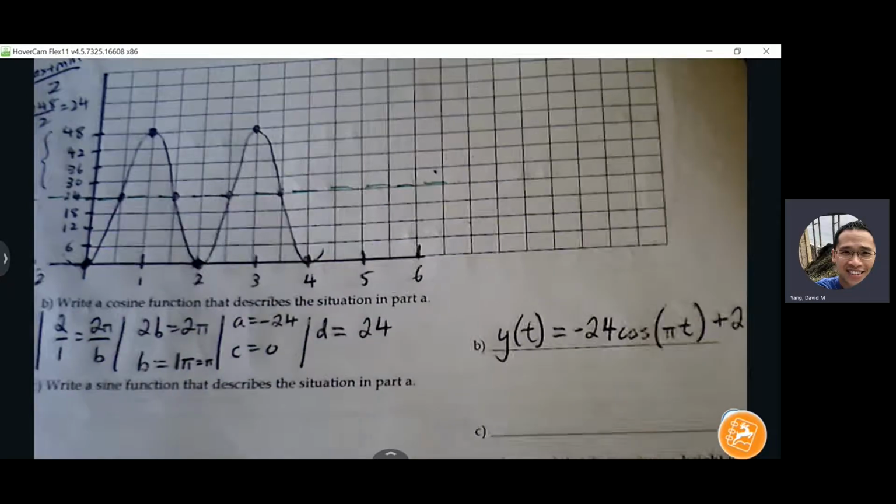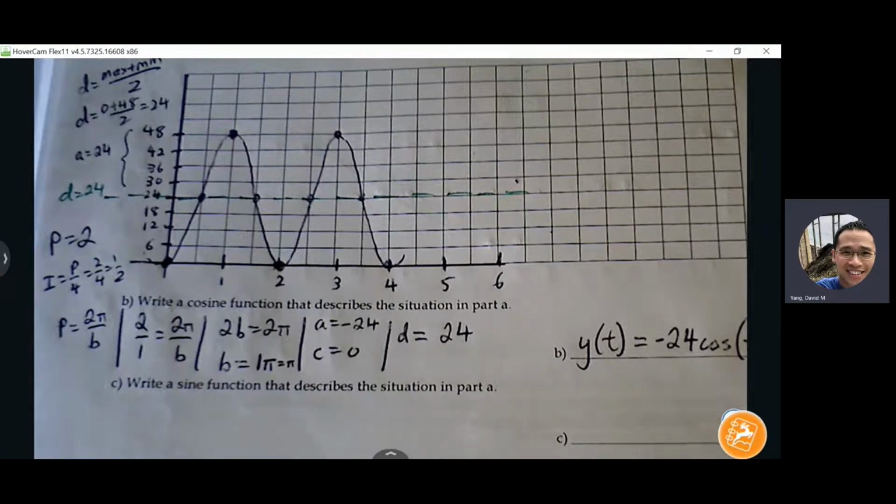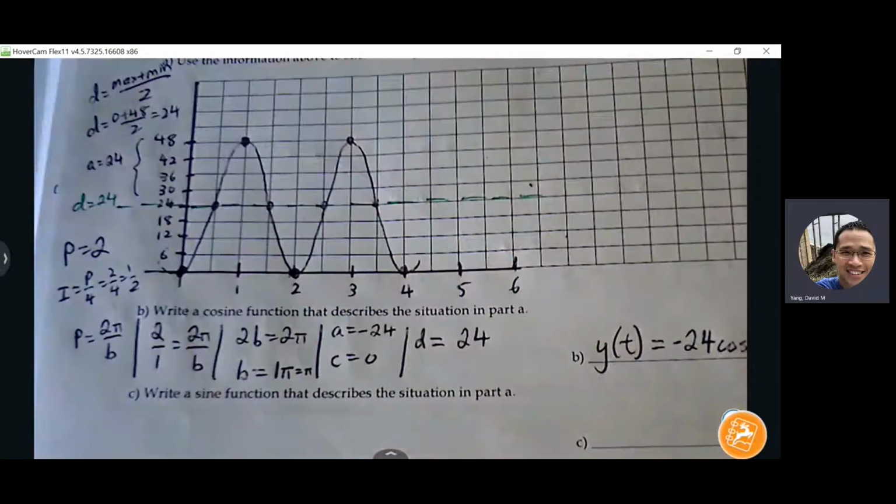All right, let's talk about part C. It says write a sine function. Okay, so with the sine function, what you want to do first is sketch where the sine graph would be. Where would the sine graph be? Now, what do you know about a sine graph?